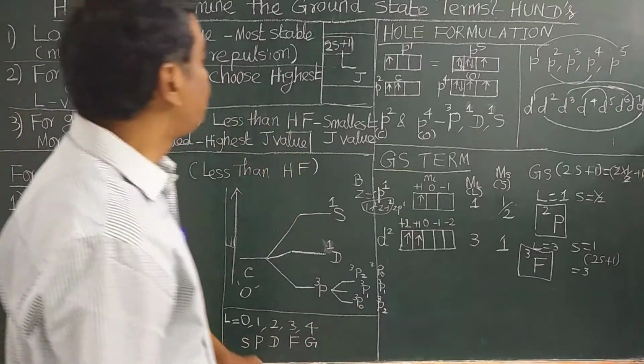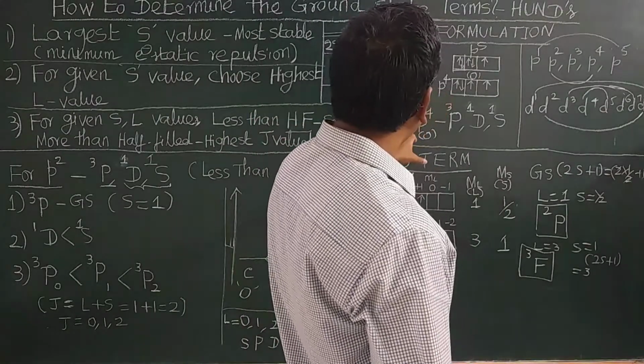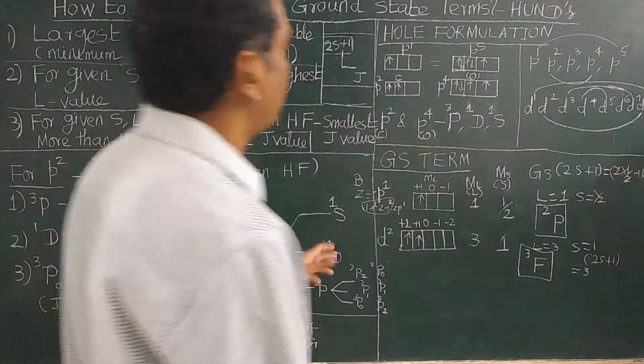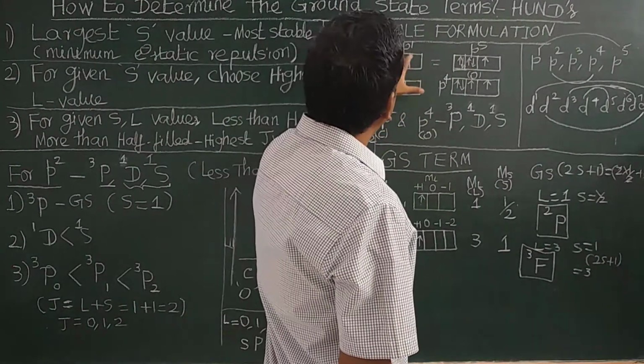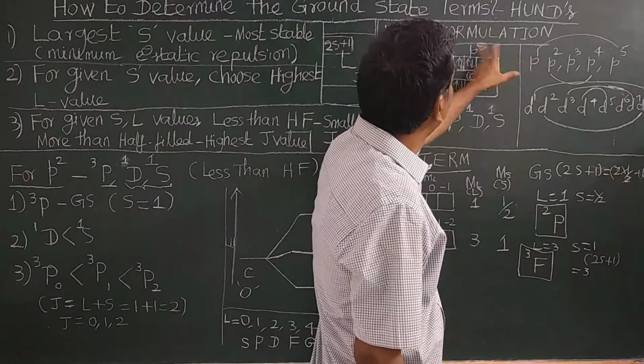See, if you look at oxygen, let us see hole formulation. What is hole formulation? For example, p1 is less than half filled, p5 is more than half filled.